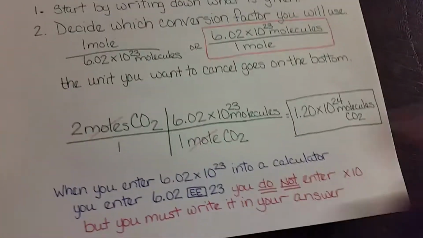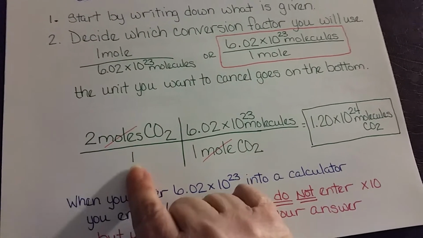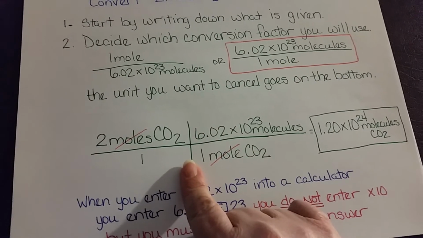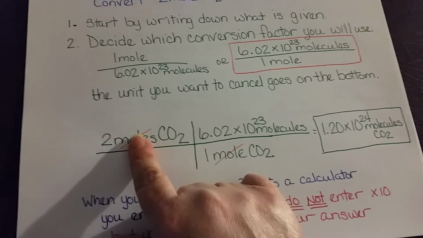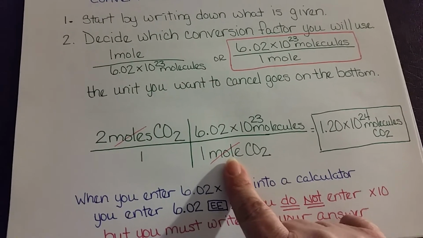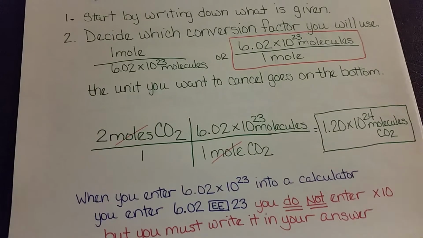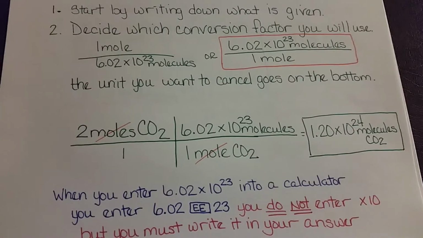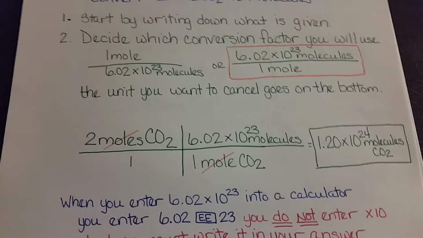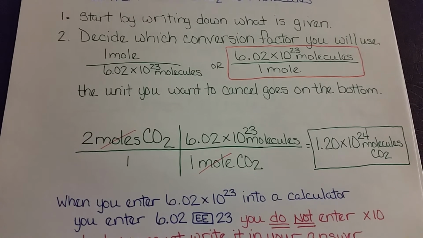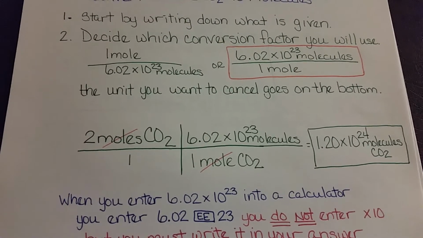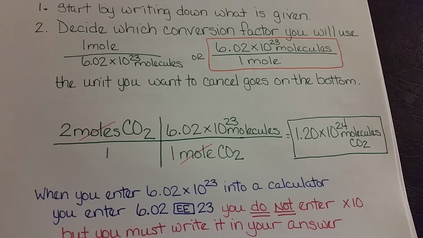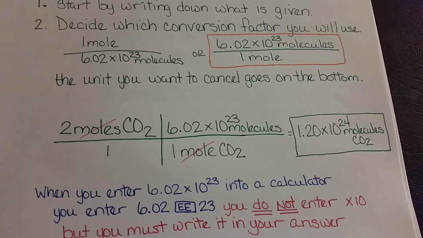So you write down what you're given, 2 moles of CO2, and put it over 1. This stands for times or multiplied by. Remember, I want to get rid of the unit mole, so I put 1 mole of CO2 on the bottom, and on the top I put Avogadro's number, 6.02 times 10 to the 23rd. When I do that, I end up multiplying 2 times Avogadro's number, and technically it's divided by 1, but you really don't have to worry about that. You end up with 1.2 times 10 to the 24th molecules of carbon dioxide.